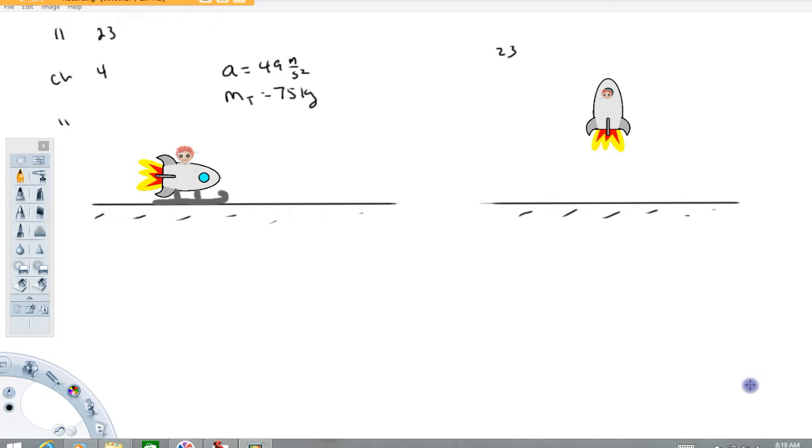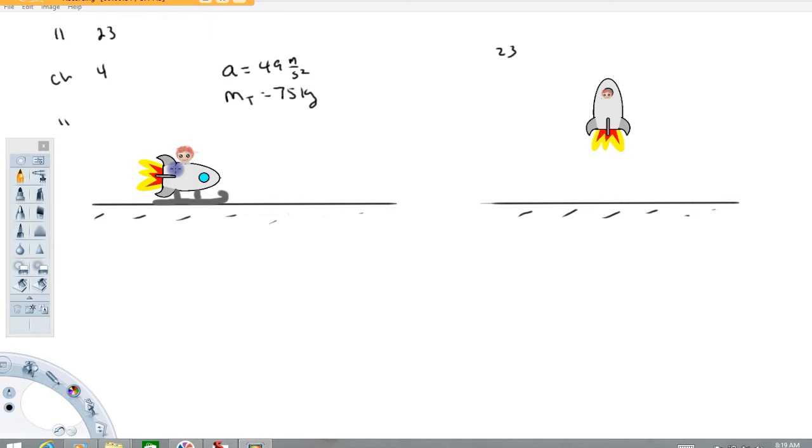So 11 says a rocket sled accelerates at 49 meters per second squared. Its passenger has a mass of 75 kilograms. Calculate the component of the force the seat exerts against the body. So here's my kind of picture here. And here's young Timmy here apparently is riding our rocket.